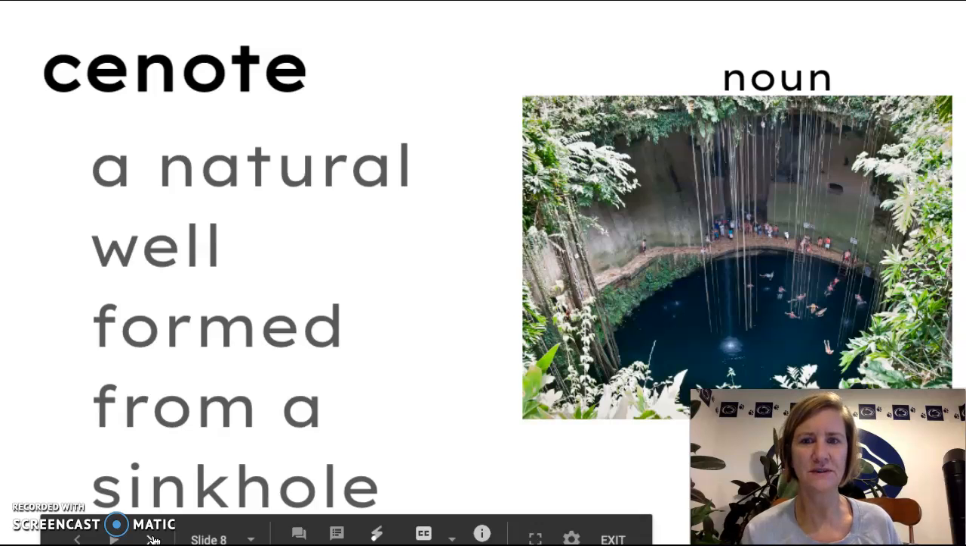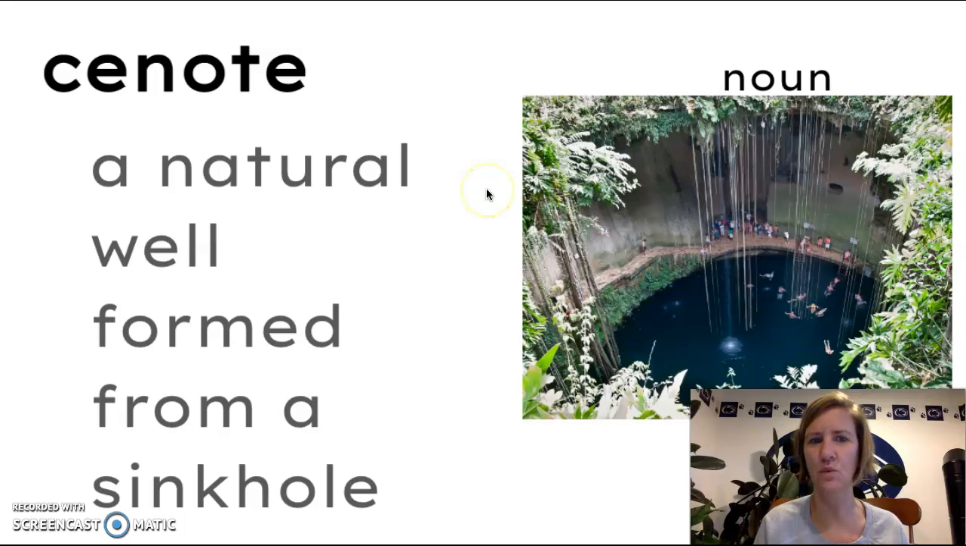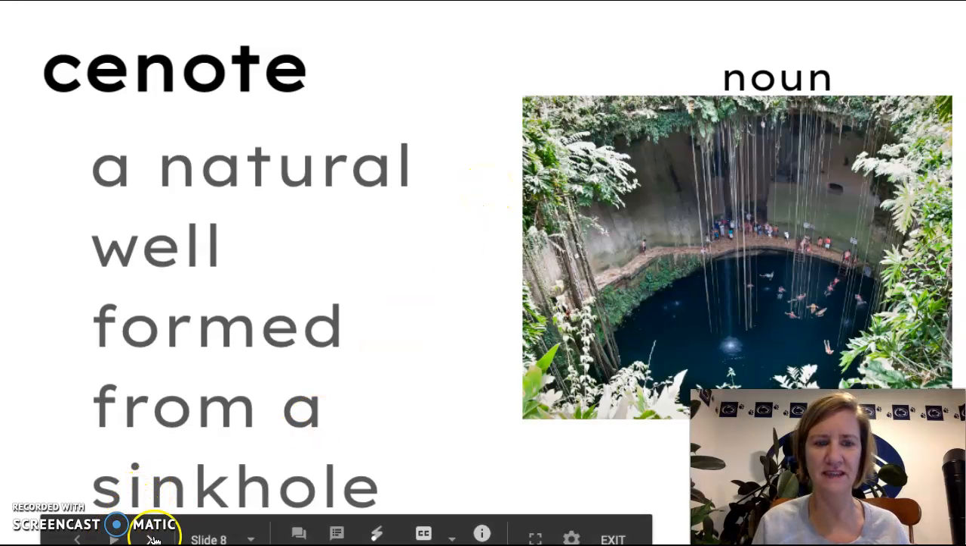Cenote. A cenote is a noun, and if you look at this image from last week, you can see that it is a well in the bottom. So down here is water, the people are swimming, and it's formed from a sinkhole. So a cenote is a well formed from a sinkhole.